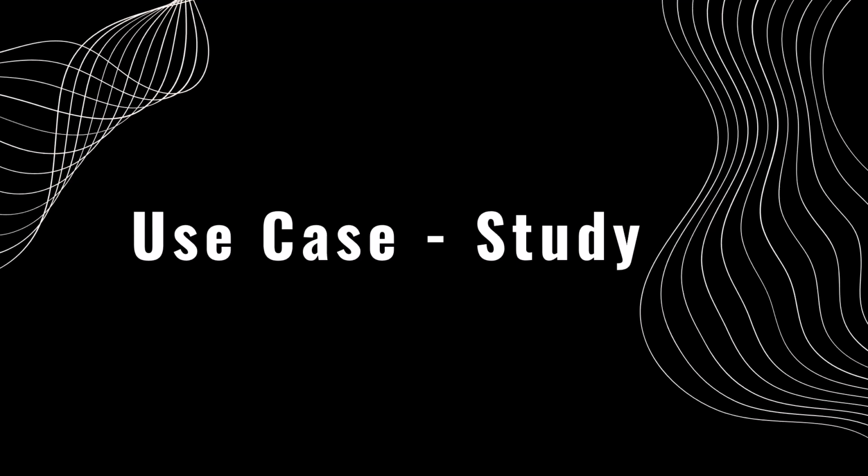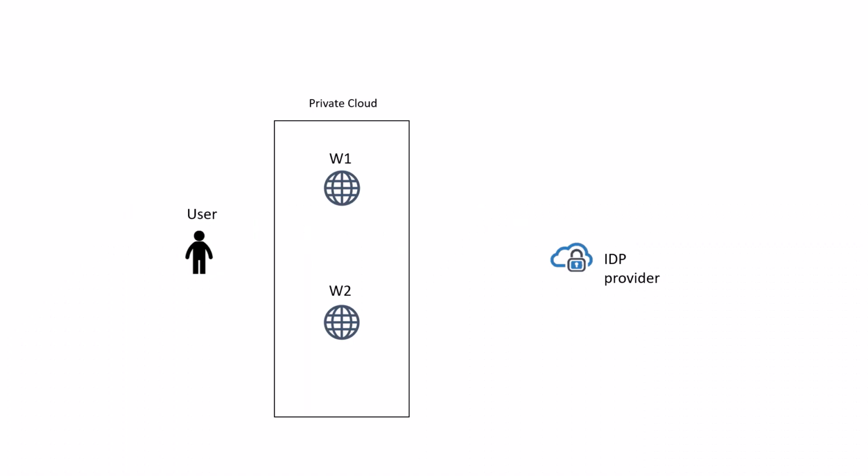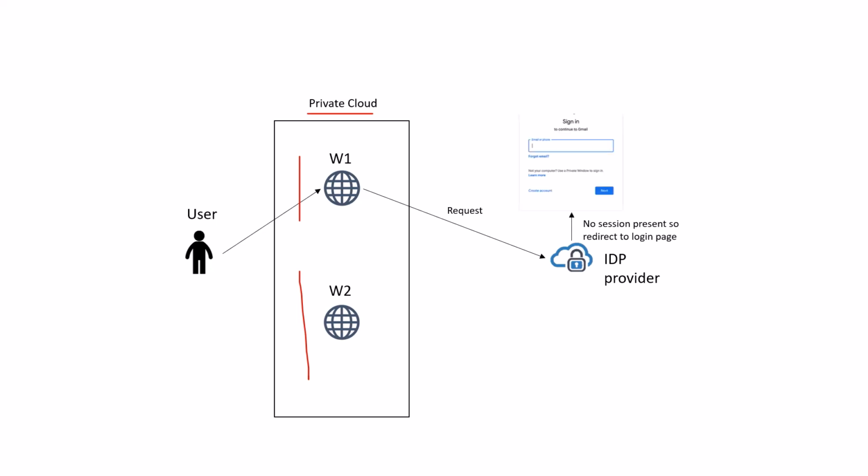Now let's see a use case. Imagine we are an enterprise-level entity and we have hosted two websites, W1 and W2, on a private cloud. These websites are enabled with the OIDC protocol. So let's say first our user tries to access W1. W1 will redirect the user to the IDP provider. As the user is logging in for the first time, they need to enter their credentials and authenticate. After the authentication, the user will be sent back to the W1 website with access.